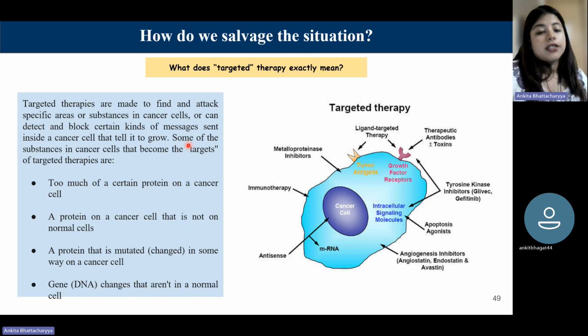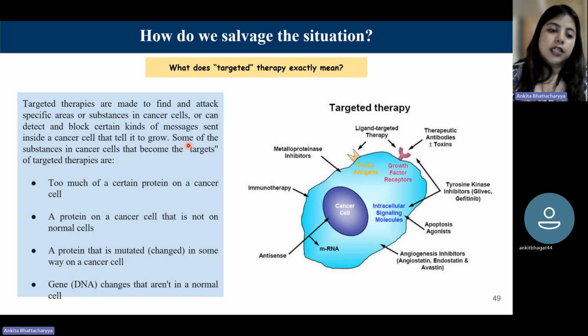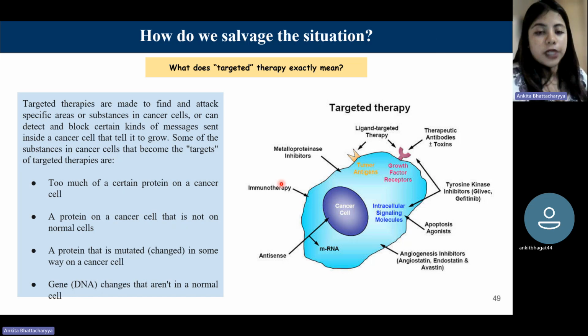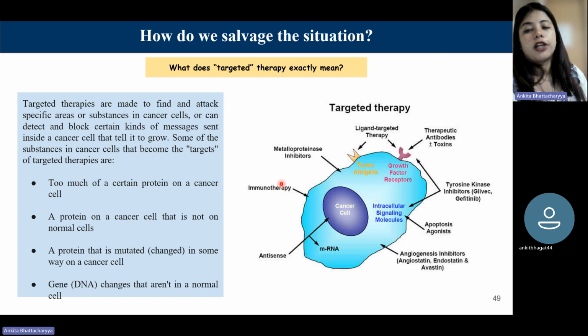Now, some of the substances in cancer cells that can become such targets, what kind of possible approaches can there be? First one is that too much of a certain protein is present on a cancer cell. What do we mean by that? It basically means that on the cell surface, you have some sort of a receptor which is very abundant. I'll give you an example, and we have a slide for that towards the end as well. In the context of prostate cancer, for example, there is a certain protein known as PSMA, which is prostate specific membrane antigen. No need to remember, just learn about it for now.